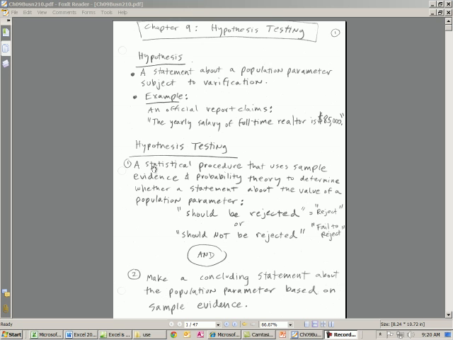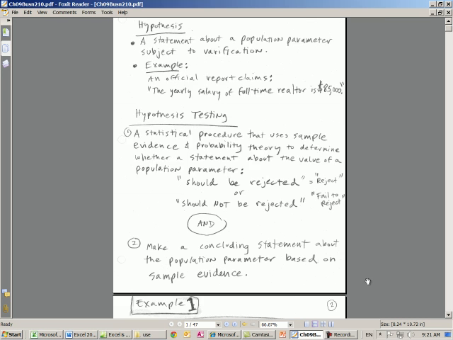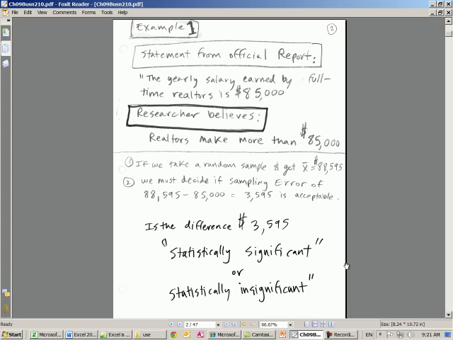All right, so our statistical procedure will allow us to do this. And this is basically what the book says. Very important, we'll always make a carefully worded concluding statement about the population parameter based on our sample evidence. And we'll be careful in the way we word that. All right, let's go to the next page, page 2 in our PDFs.